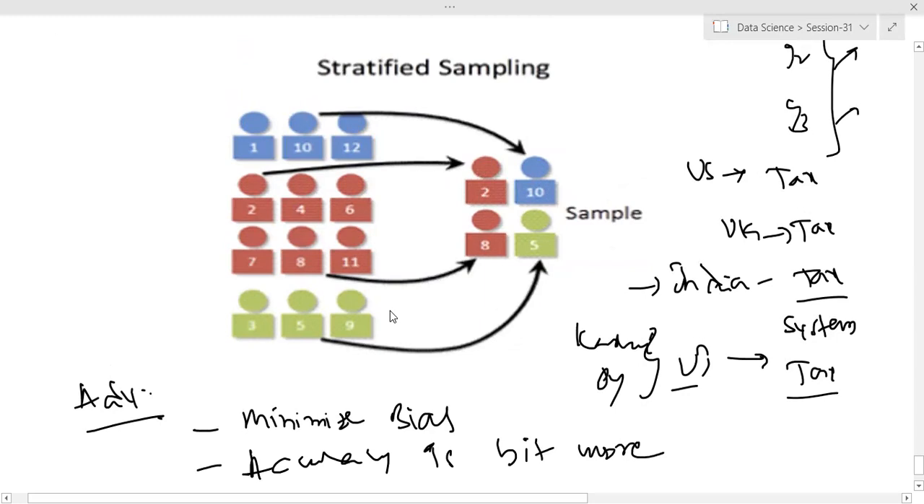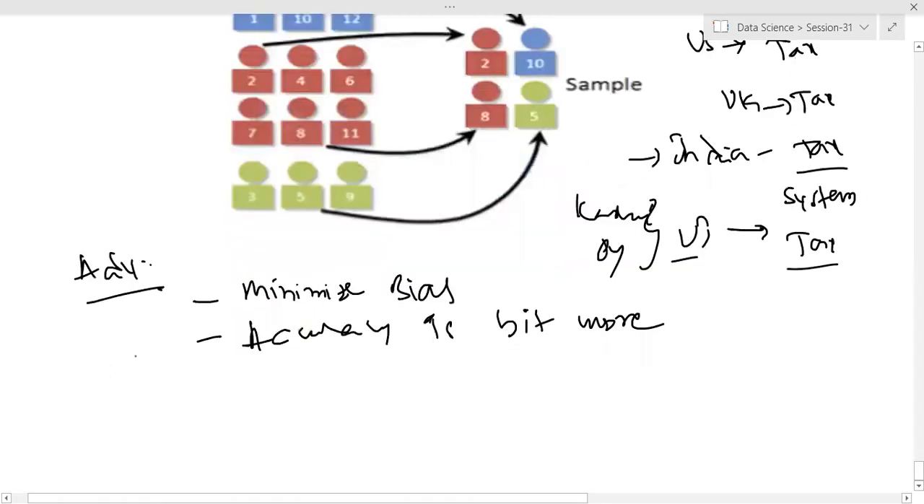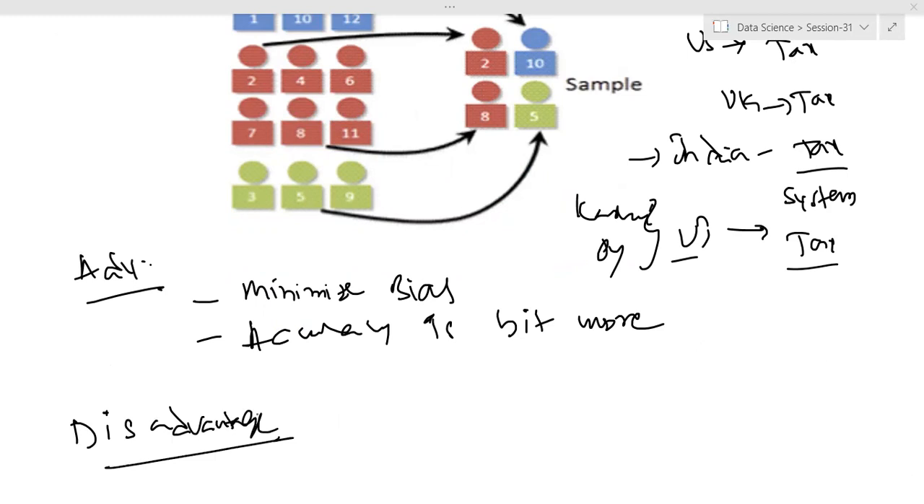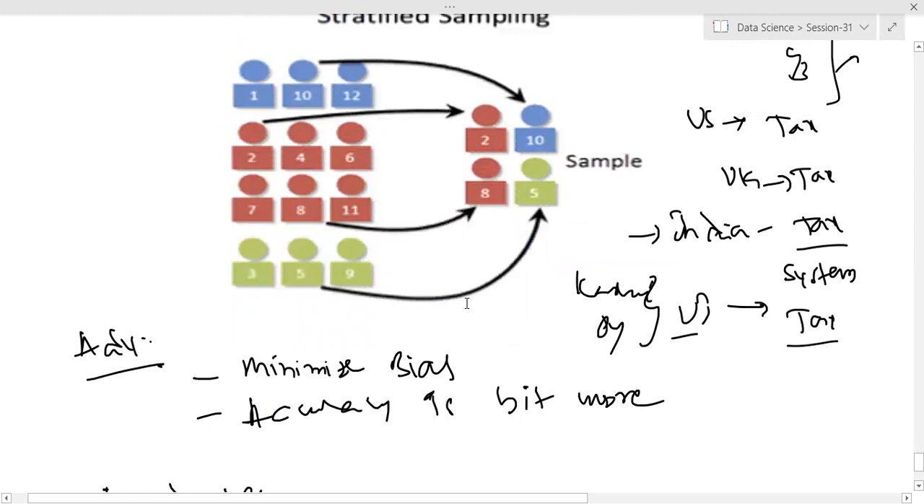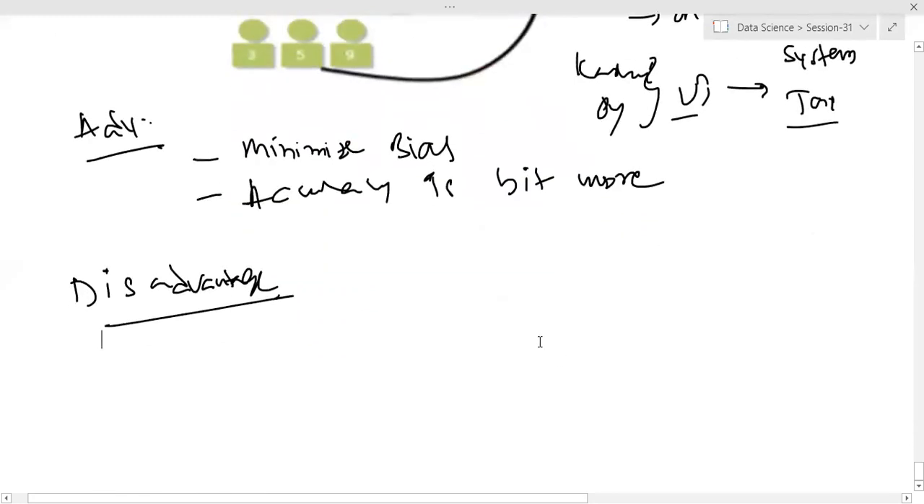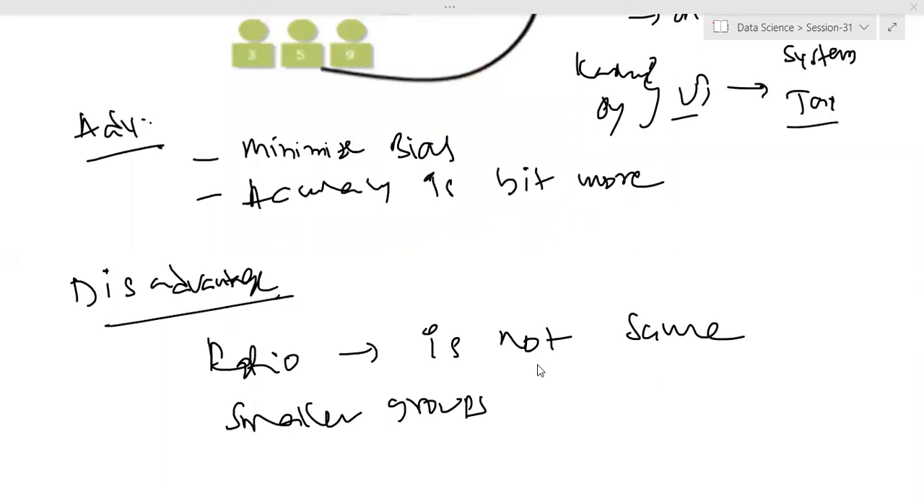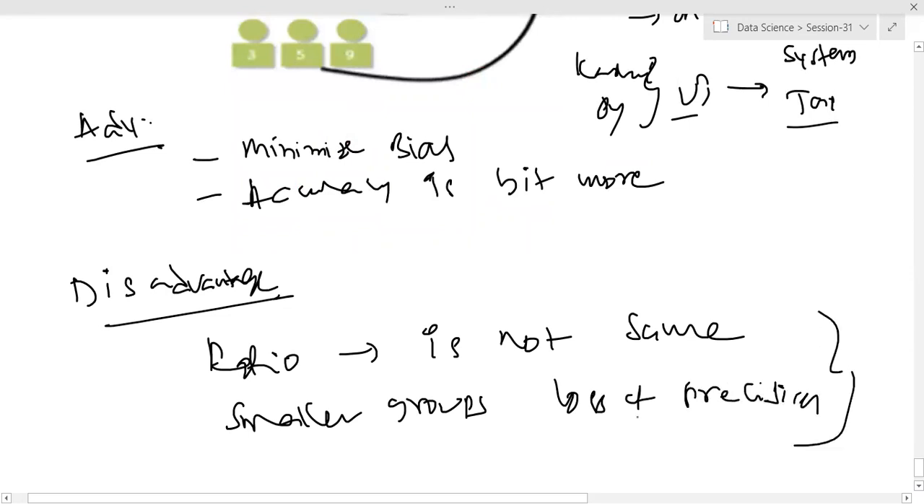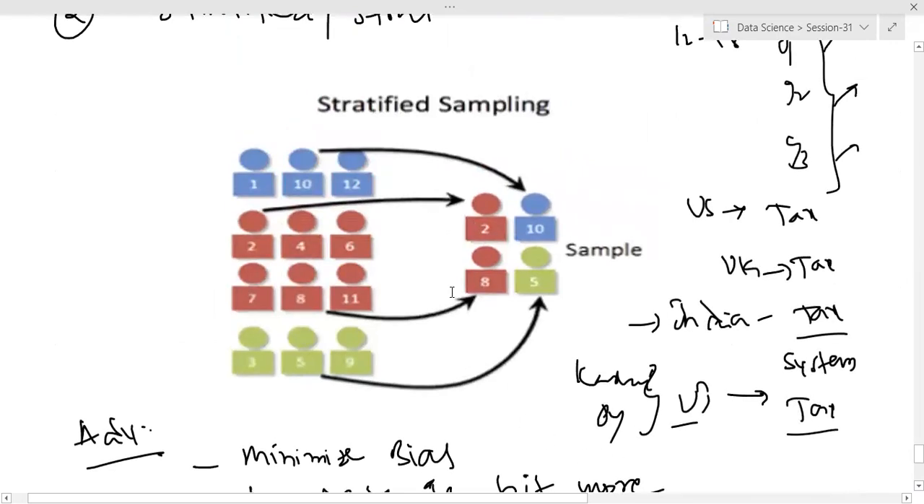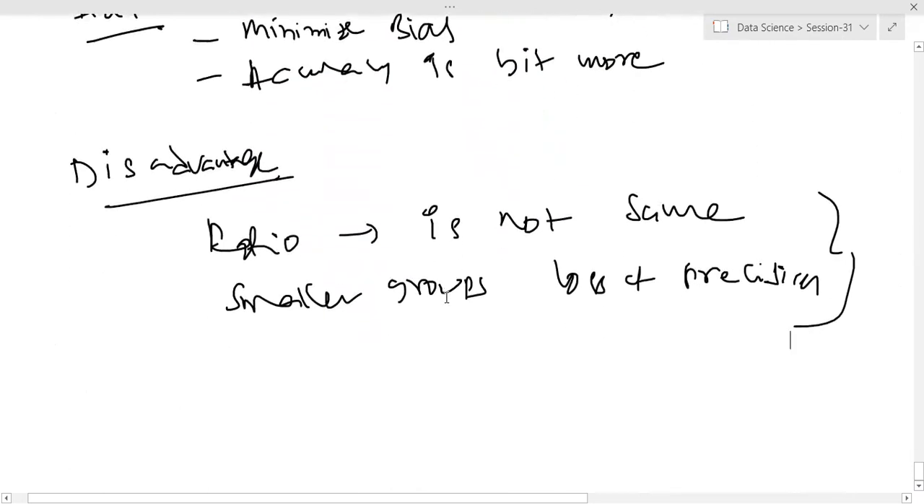What is the other advantage? Apart from that, what is the disadvantage, friends? You can see here and you can tell. The ratio of... Excellent. The ratio is not the same. That means the smaller groups have a loss of precision, because as the group is small, we are picking accordingly. Definitely they may not fit the kind of sampling. So this is one more drawback, friends.